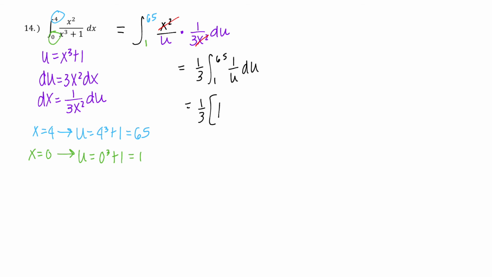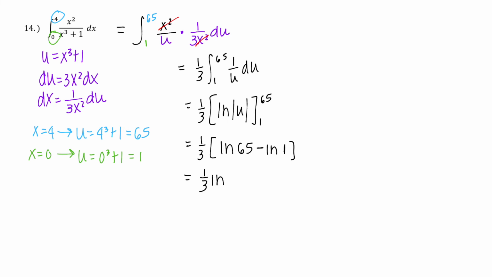1 over u, that's ln absolute value of u, from 1 to 65. And remember, we're not plugging u back in because we have a definite integral. So this is 1/3 ln of 65. I don't need the absolute value because the absolute value of 65 is 65, minus ln of 1. Now ln of 1 is just 0. So this is just 1/3 ln of 65. And that would be our answer.